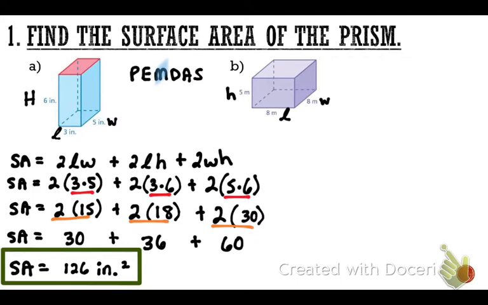So now we have to go back to that formula that we used just a little bit ago. If you guys would please write down the formula for the surface area of a rectangular prism. Okay, now that we have that written down, what should I plug in first? Luke. 2 times the length times the width. What's my length and width?